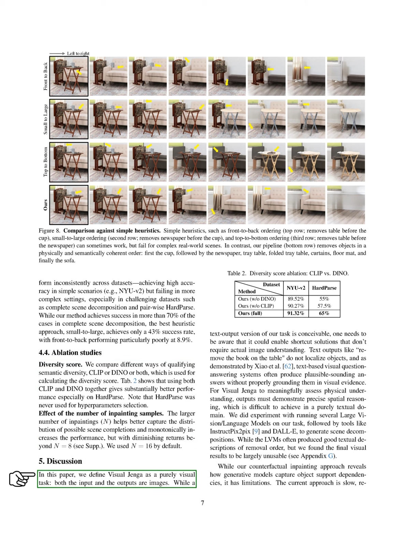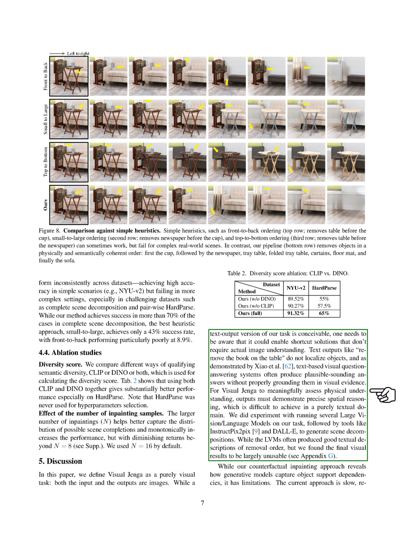In our discussion, we define Visual Jenga as a visual task where both inputs and outputs are images. While a text-based version could be possible, it risks allowing shortcuts that bypass true image understanding. Text outputs often fail to localize objects accurately, as shown by previous research, and can produce plausible answers without visual grounding. For Visual Jenga to effectively evaluate physical understanding, outputs must reflect precise spatial reasoning, which is challenging in a text-only format.